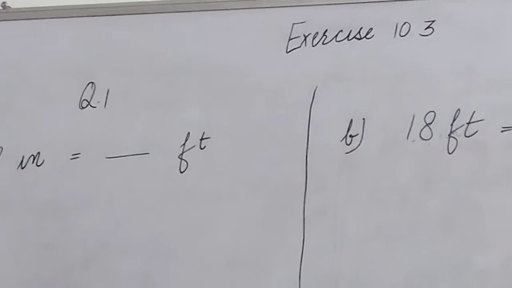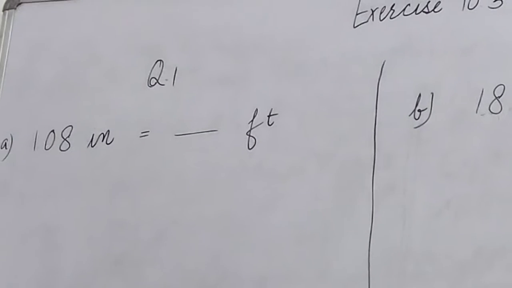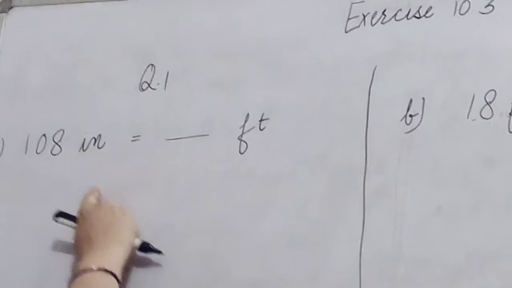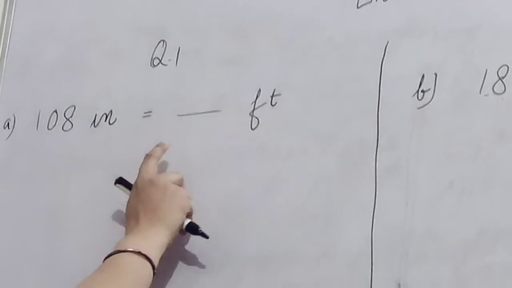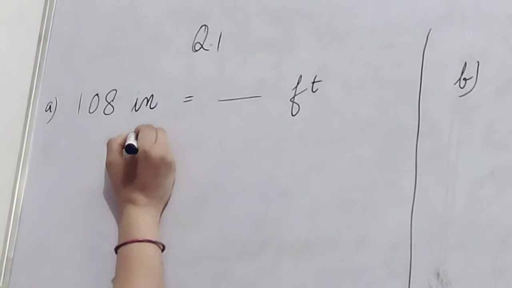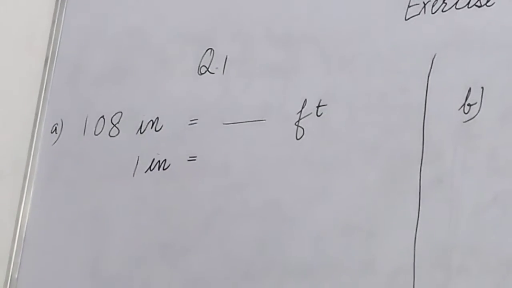Question number 1. 108 inch equal to dash feet. First of all, inch is smaller than feet. So in that case, we do division. And we know that 1 inch equal to how many feet?